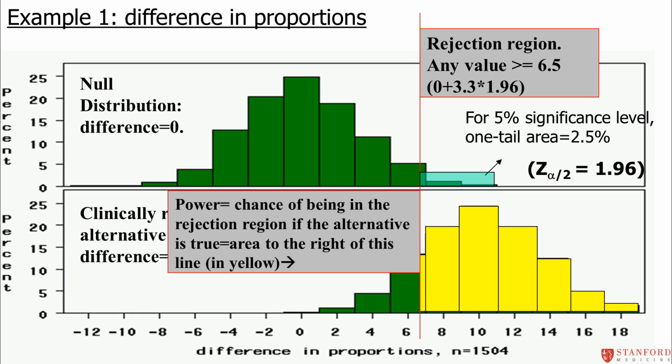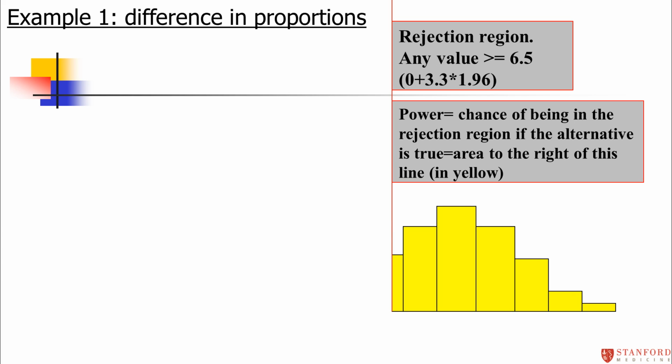That's the power, that's the chance that we are going to reject the null hypothesis here as we should. So if the true difference is 10%, we're going to be above 6.5% about 85% of the time. That's that yellow area there. And we can calculate that specifically because remember, we know we're on a z-curve, on a standard normal here, so it's very easy to calculate probabilities here.